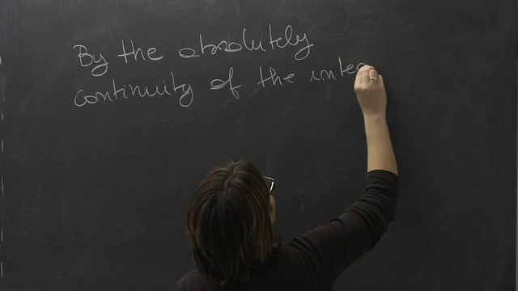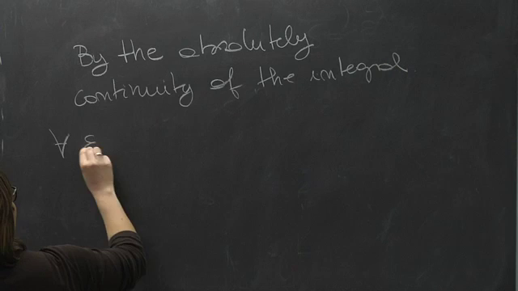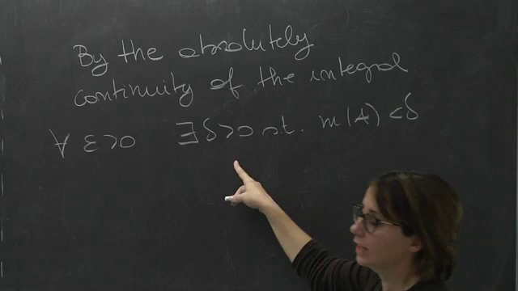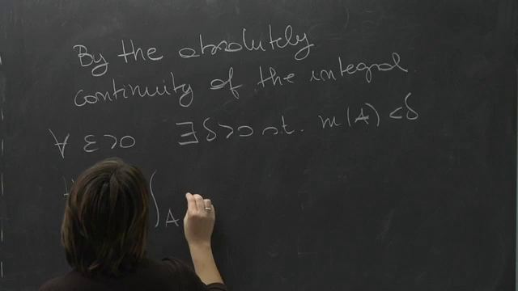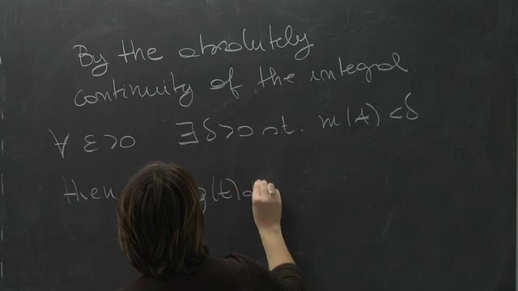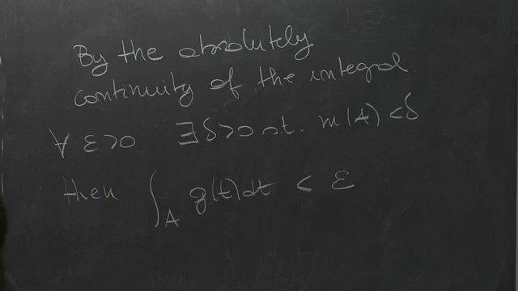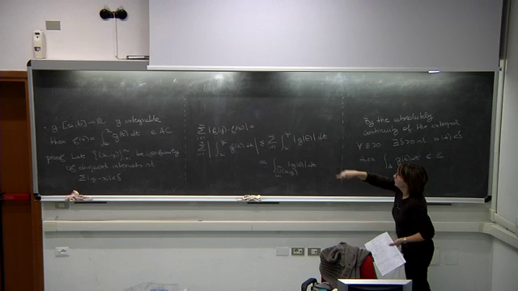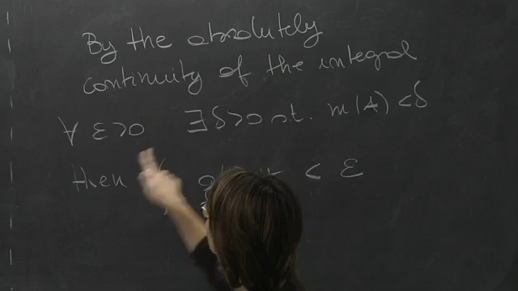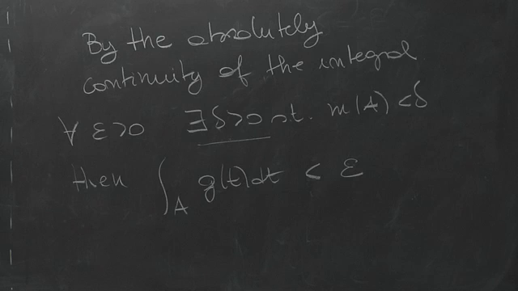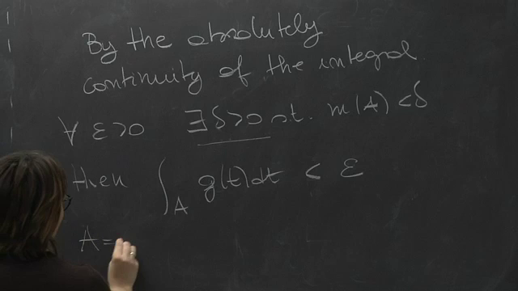So what does this property tell you? It tells you that for any epsilon positive, there exists a delta positive such that if you have a set A which has small measure, less than this delta, then the integral over A of the absolute value of g(t) dt is less than epsilon. Okay, this was the theorem. And so basically you apply this theorem there. A becomes this union of the intervals. You fix the epsilon at the beginning, and your delta will be the delta given by this theorem.